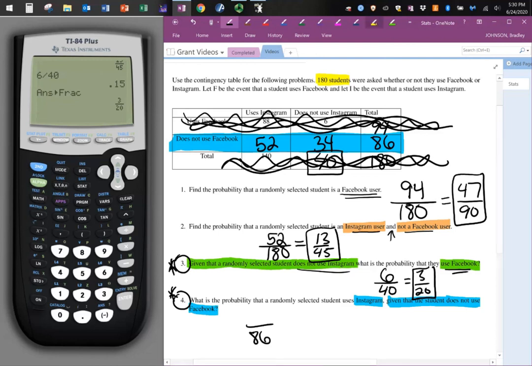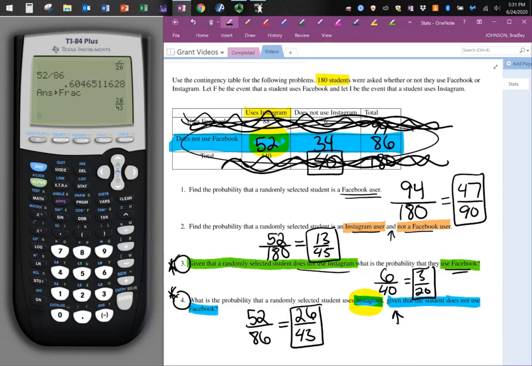Now, how many of them use Instagram? Using Instagram brings you to that 52. So 52 out of 86 would be my solution. It's not a nice decimal, so I will hit math, fraction, 26 out of 43. That would be my final answer there. So just remember, when you're given information, you reduce down what you're looking at. I reduced down to just that single row, and then I looked at that group and figured, okay, 52 of them use Instagram. And there we go. Thank you for watching my video.